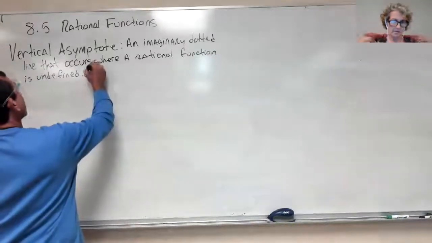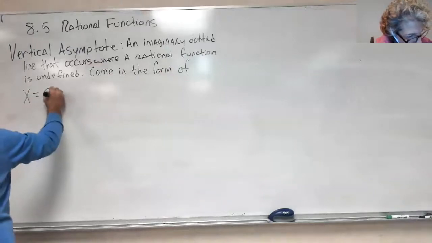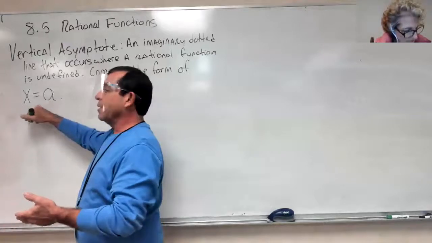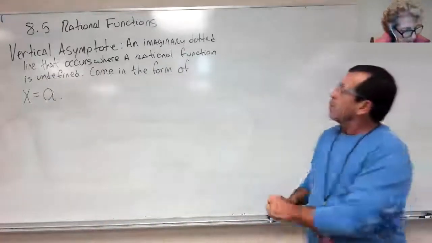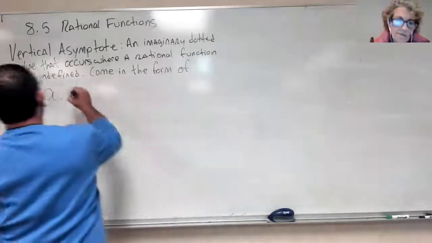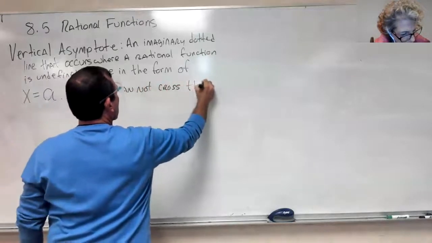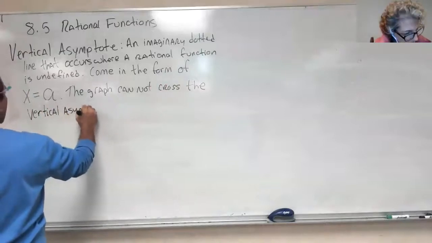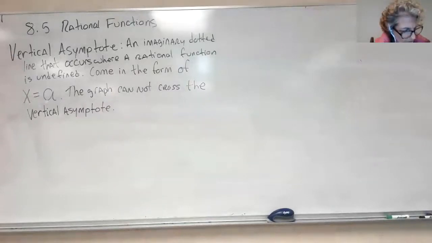Vertical asymptotes come in the form of an equation. So they come in the form of x equals some number. So whatever it's undefined at, that'll be what the a is. So if I had a solution of 2, x equals 2, I would have an imaginary dotted line vertical at 2 on the x-axis. So the graph cannot cross this line. And I'll just say the graph cannot cross the vertical asymptote. That must be some of them Latin words, right? It's going to go a little darker so they can see that better on there.